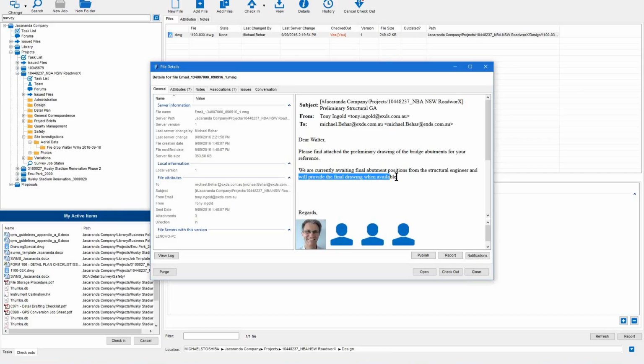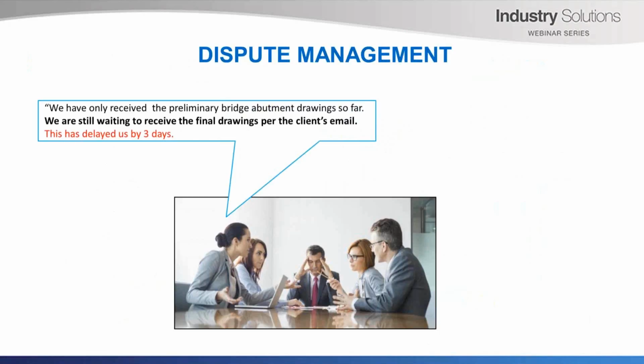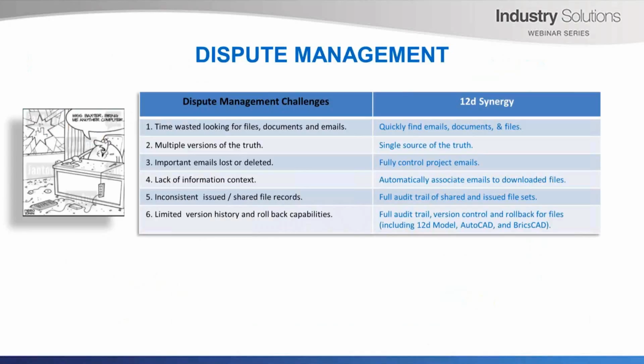And not only that, we were to wait for the final drawing when it's available, but we never received it. So we can now confirm that the failure of the client to send the updated drawings has delayed the project by an additional 3 days. Using 12D Synergy, we've been able to rapidly identify 12 days of claim delay that were not our fault, and we have the facts and a full audit trail to support our position.